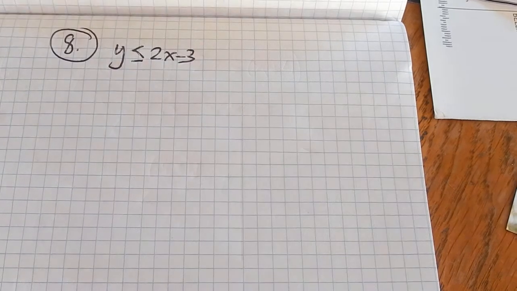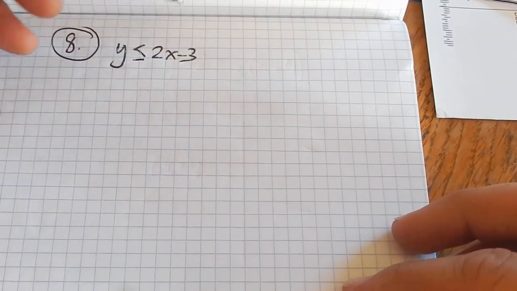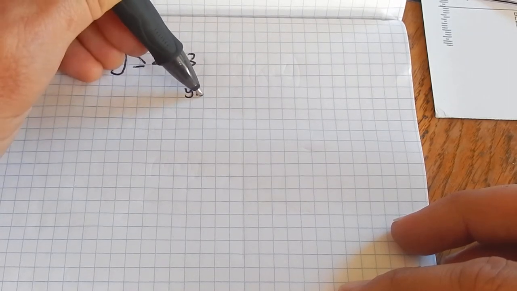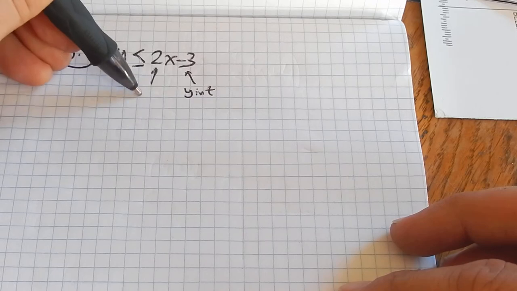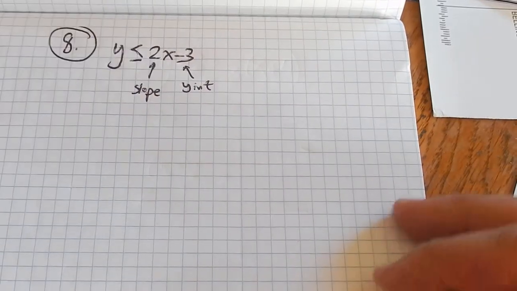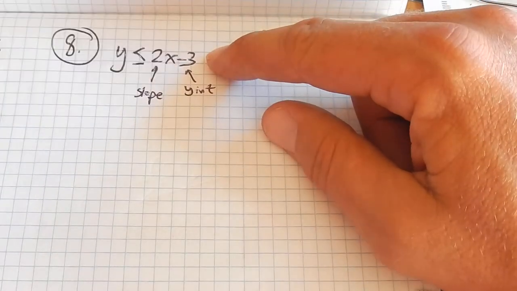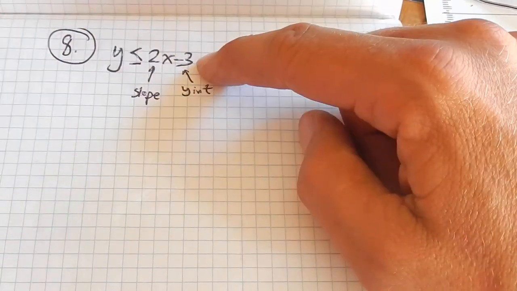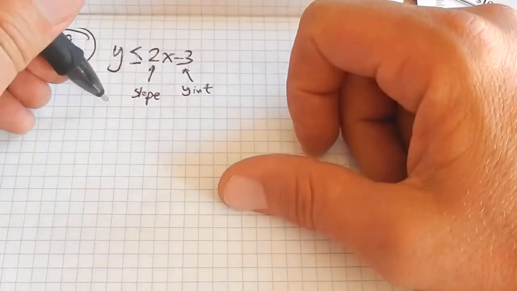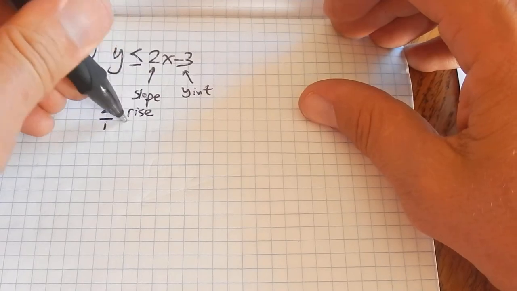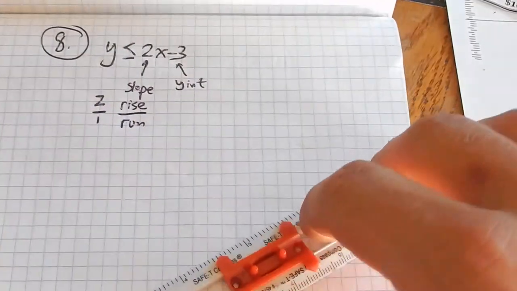And the thing I like about this is the form. It's in slope-intercept form, where I can read the y-intercept and the slope right off of it. So my y-intercept is negative 3. Remember, when x is 0, y would be negative 3. So it goes to the point (0, -3), has a slope of 2, same as 2 over 1. Remember, slope measures steepness, rise over run.